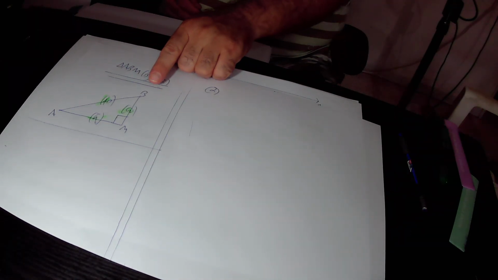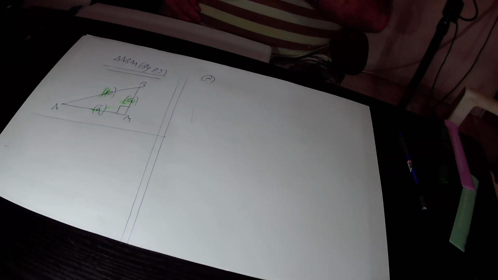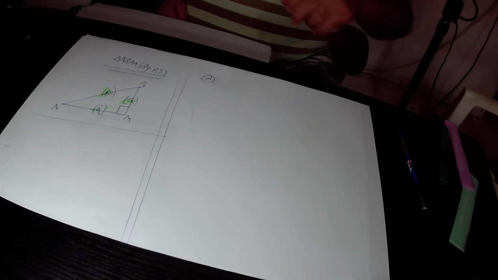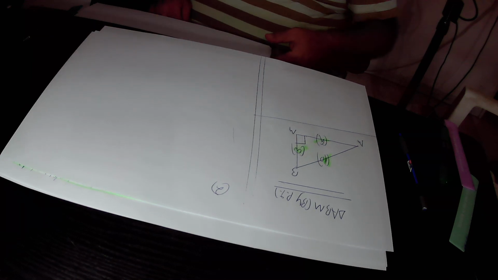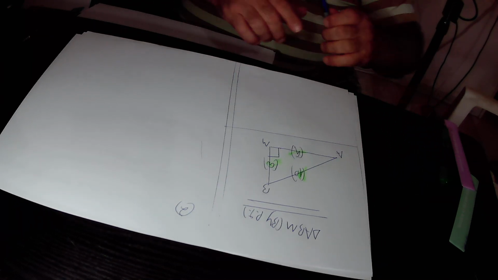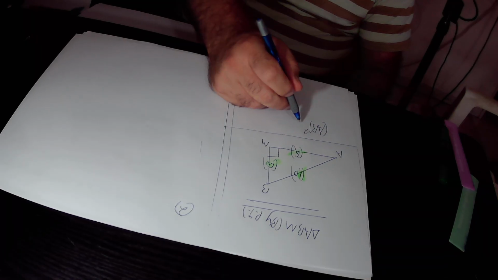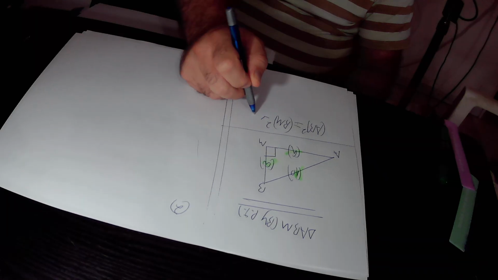So here this is the small right triangle ABM that comes from the original drawing. In this right triangle ABM, AB squared, that is the square of the hypotenuse, equals BM squared plus MA squared. So I write it down: AB squared, the square of the hypotenuse, is equal to BM squared plus AM squared.